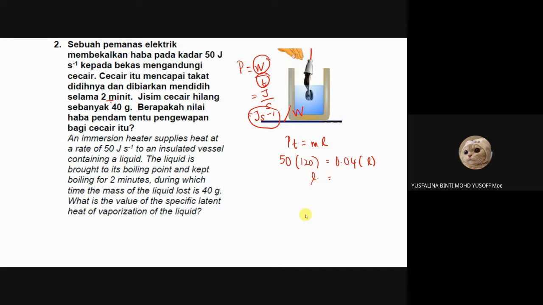If 0.4 means 400 gram, what is the value that you got here? 120 times 50 divided by 0.04, you get 150,000 joule kg negative 1. Okay, so correct.